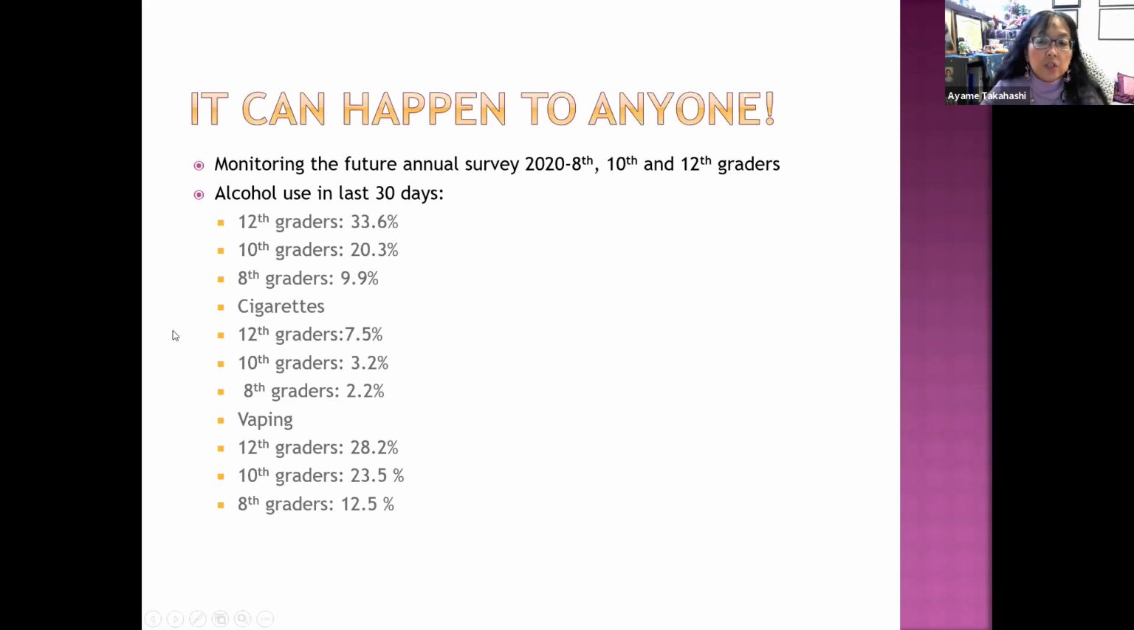Cigarette use has actually gone down quite a bit over the last 10 years. But instead, vaping has skyrocketed in comparison. So this is all vaping, which includes marijuana as well as nicotine. 12th graders, almost a third, have been vaping. 10th graders, about a quarter. And eighth graders, a little over 10%.